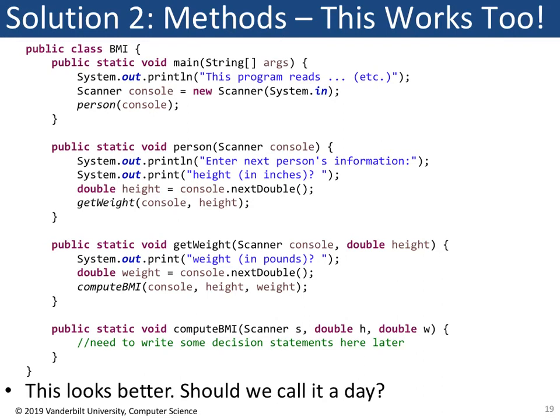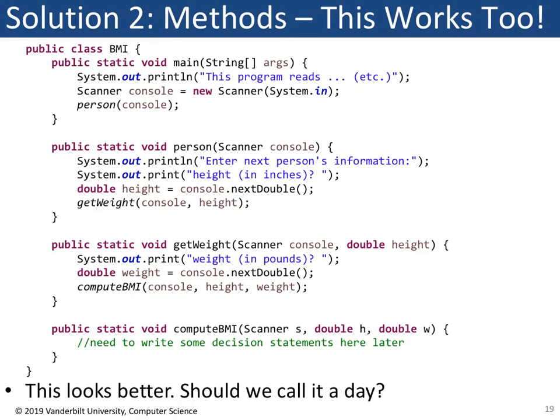We could write a program which will create a scanner object. Then we'll call a method called person, and this person method will get the height of a person. And this person method will then call a getWeight method, which will get the user's weight, which will then call a computeBMI method, which will then compute the BMI and print out the appropriate information. And then the program pointer will jump back and terminate in the main method.